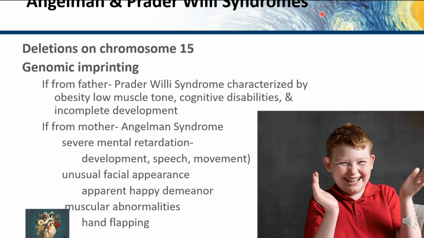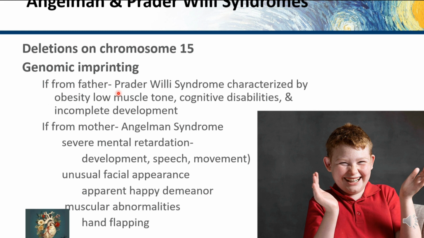Angelman and Prader-Willi syndrome. Deletion on chromosome 15 causes both these syndromes, and this is a pattern which shows genomic imprinting. If the paternally derived chromosome 15 is affected, it can lead to Prader-Willi syndrome, and if the maternally derived chromosome 15 has the deletion, it will lead to Angelman syndrome.